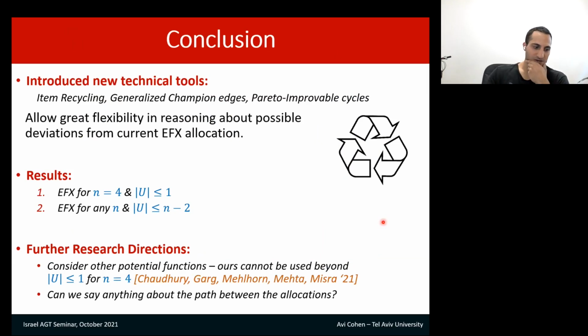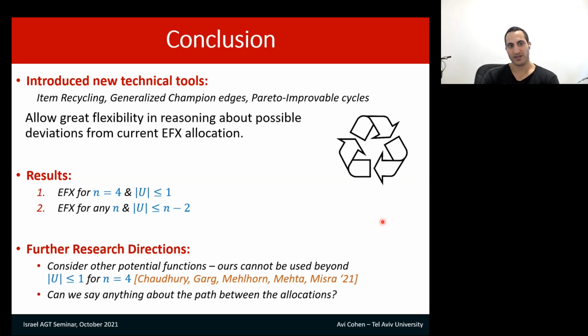Yeah, that's it. So to conclude, our paper introduces new technical tools for EFX proofs, including item recycling, the generalized champion edges, and the Pareto improvable cycle, the colorful cycle, and colorful cycle with recycling, which allows great flexibility in reasoning about possible deviations from the current EFX allocation. And the main result was that for 4 agents, we can always find an EFX if we are allowed to not allocate at most one item. And for a general number of agents, we can always find an EFX if we're allowed to not allocate n-2 items.